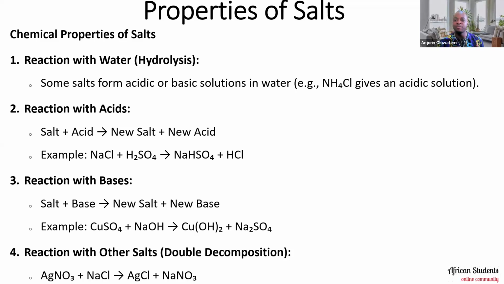Now, reaction with bases. When salt reacts with bases, the same thing happens. A new salt and a new base is also formed. So we have copper sulfate reacting with sodium hydroxide. You have copper hydroxide, a new base, and then sodium sulfate, which is a new salt that is formed, okay?